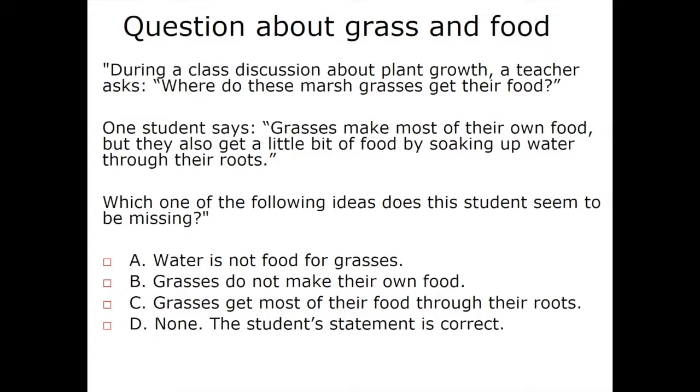Well, the problem is that water is not food for grasses. Remember, food is that attaining of matter that we then convert into our own matter, or for plants, gaining of matter, which then they convert through photosynthesis to make more biomass. Water is not food for grasses.